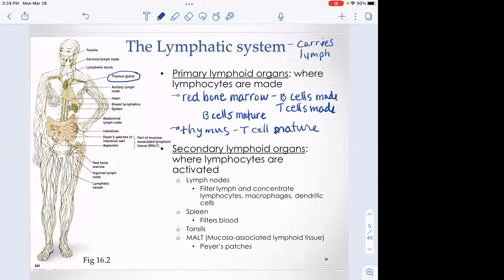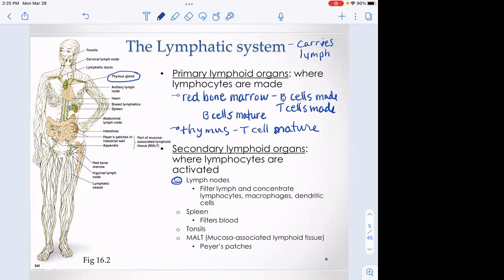And then in the secondary lymphoid organs, that's where lymphocytes are activated. So where the B and T cells come in contact with parts of pathogens that we call antigens, that will stimulate them to actually act. Okay, so this is primarily happening in lymph nodes.